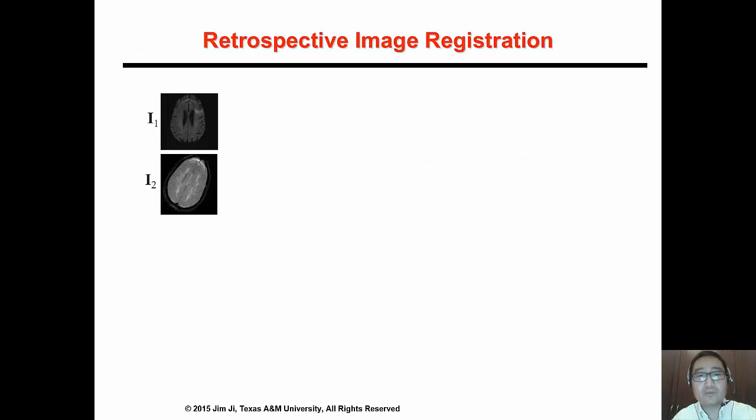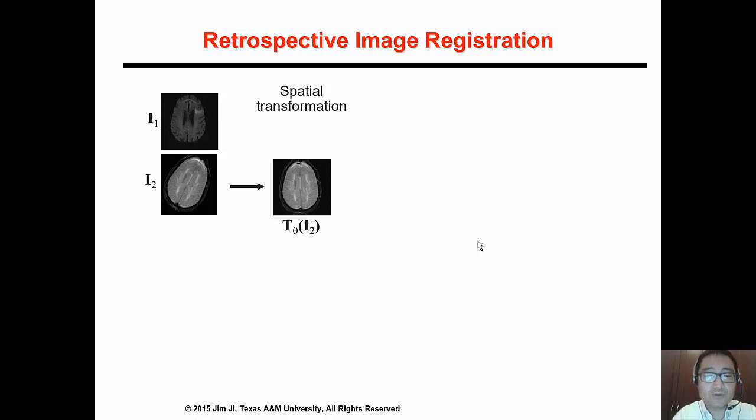We're actually more interested in this course on this so-called retrospective image registration. So we acquire the images without these markers, and we try to bring the images back into alignment. So how do we do this?